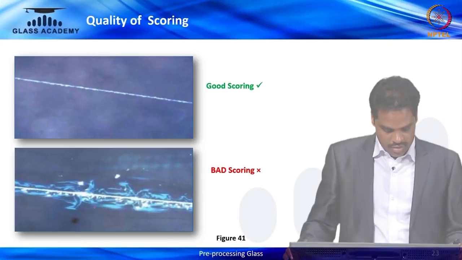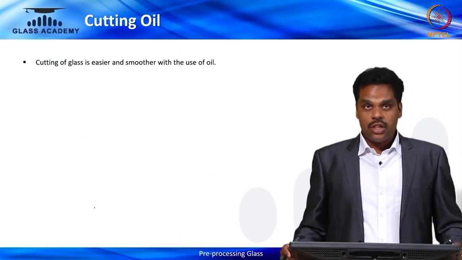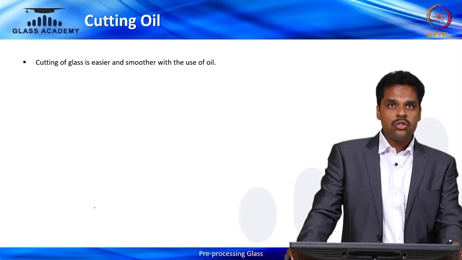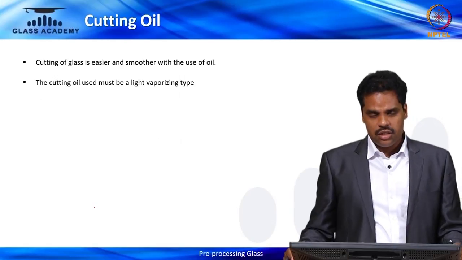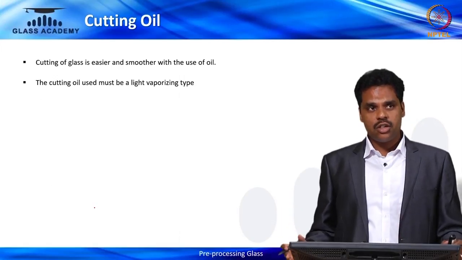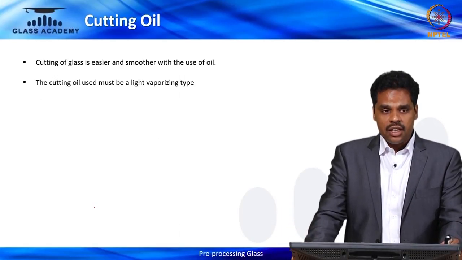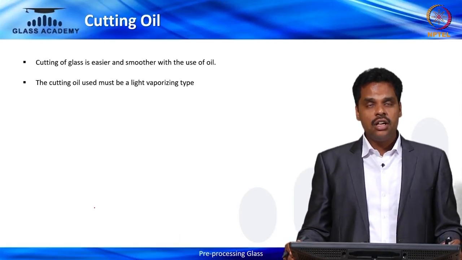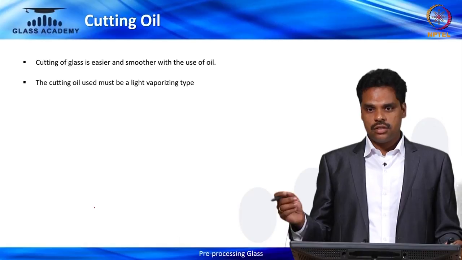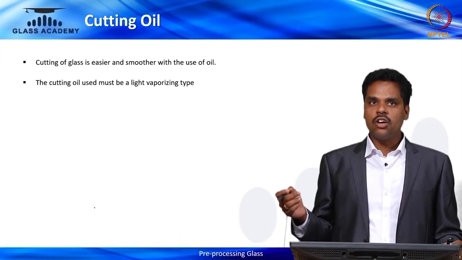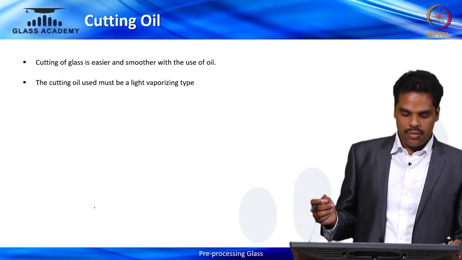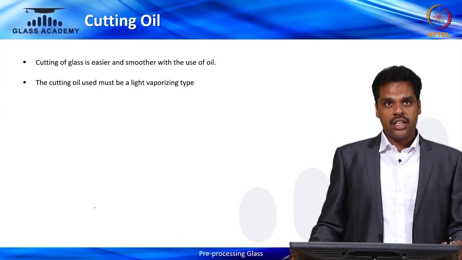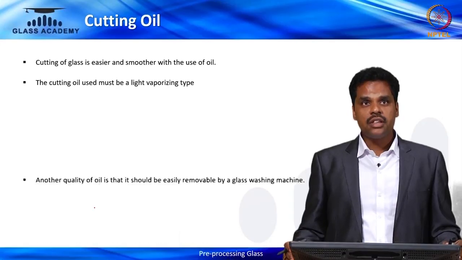Next, coming to the cutting oil. Cutting of glass is easier and smoother with the use of oil. The cutting oil is used as lubrication when the scoring is taking place between the glass and the cutting wheel. The oil will be spilled at a minimum level, and you should ensure that the cutting oil we are using is a vaporizing type.